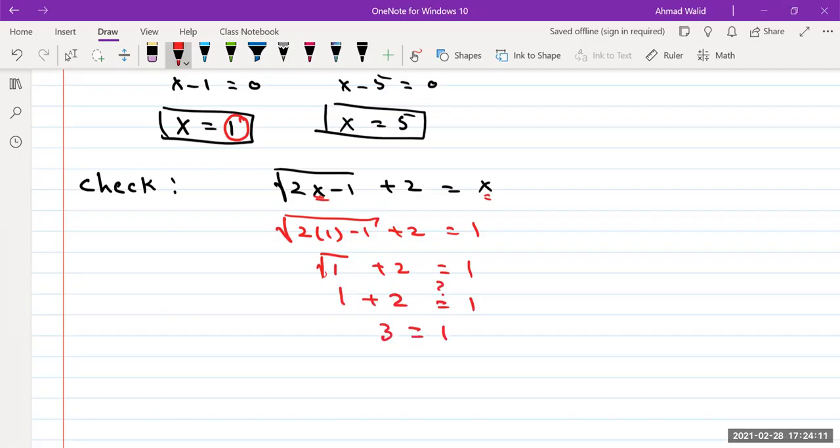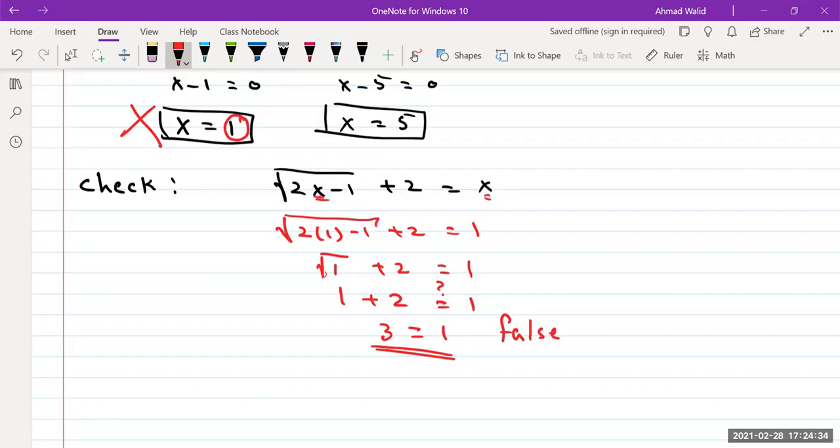Is this a true statement? Is 3 equal to 1? No, it's false, right? It's a false statement. Then x equals 1 is not the solution for this equation. Even though you solved it, it's not the solution.